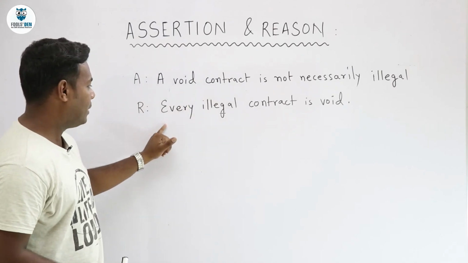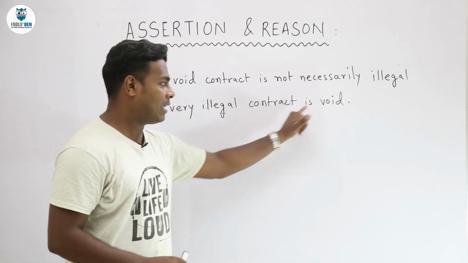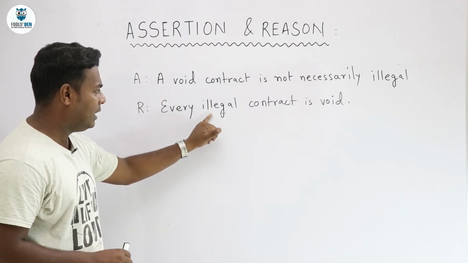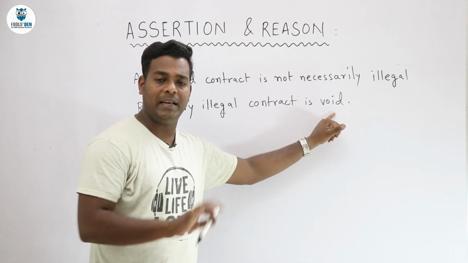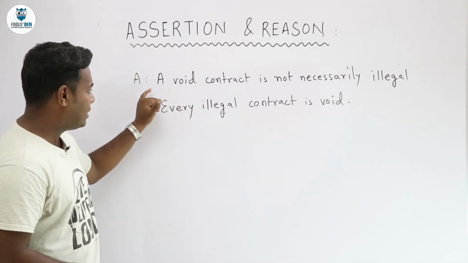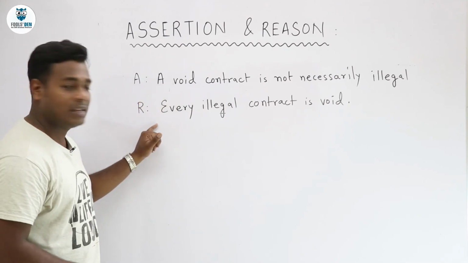Now going to the second statement. Every illegal contract is void. This again is correct because obviously if something is illegal, it has to be void. It does not have any value in the eyes of law, right? So the assertion is correct as well as the reason is correct.